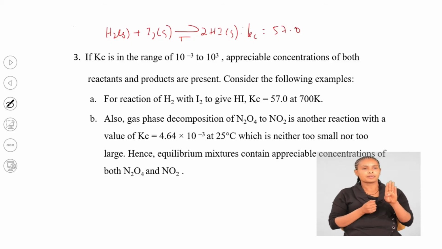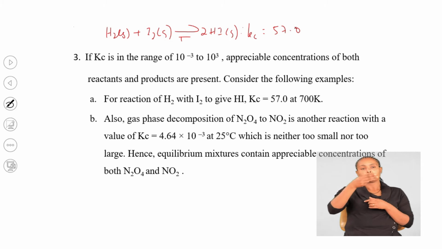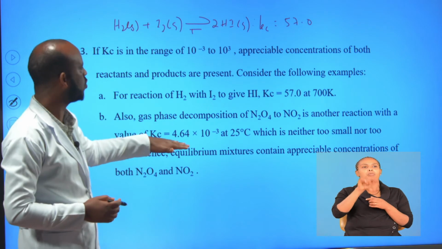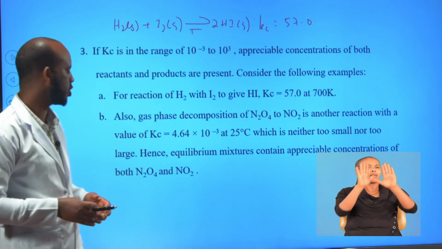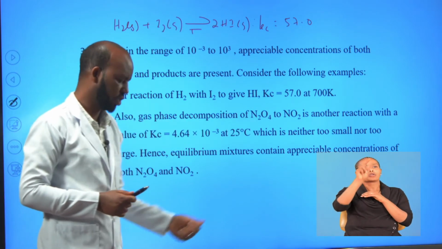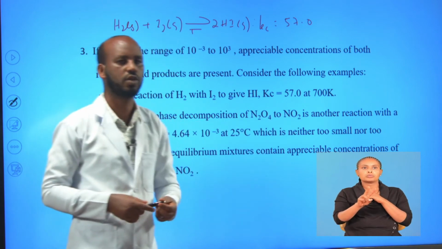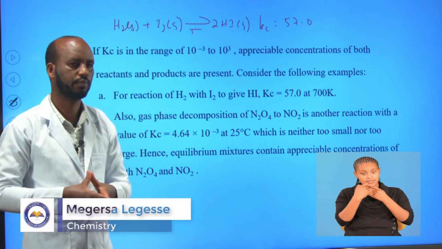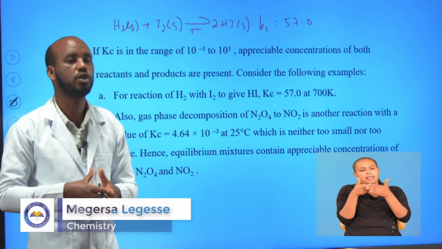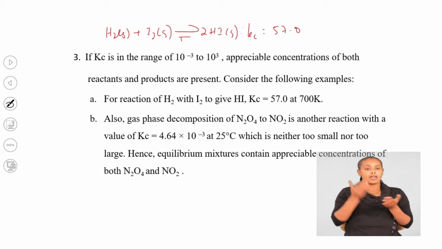B. Also the gas phase decomposition of dinitrogen tetraoxide to nitrogen dioxide. You see, the value of Kc is 4.64 times 10^-3. Now this value is found between 10^-3 and 10^3. There is appreciable concentration of dinitrogen tetraoxide and nitrogen dioxide in the equilibrium mixture. Therefore, the value of Kc tells us the relative concentration of reactants and products. Again, it shows the extent to which reactants are converted into products.